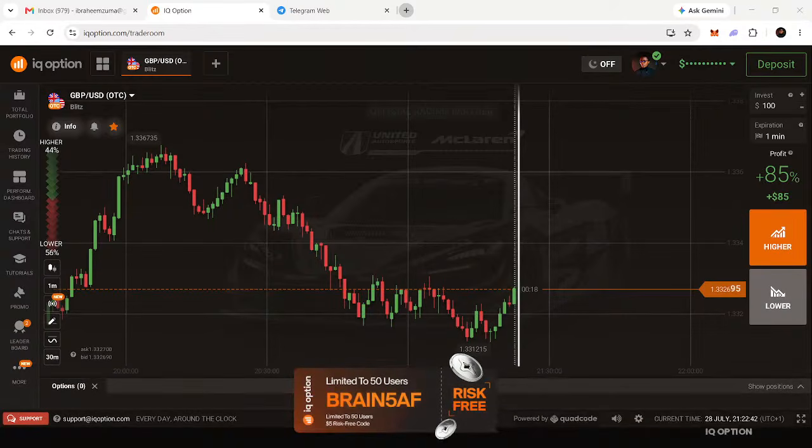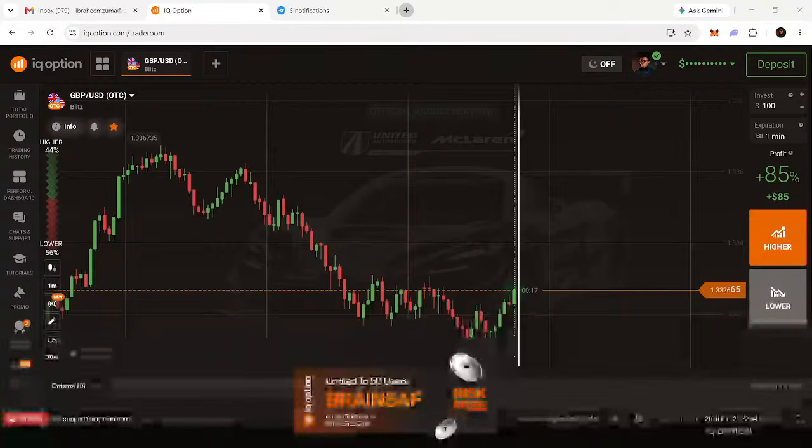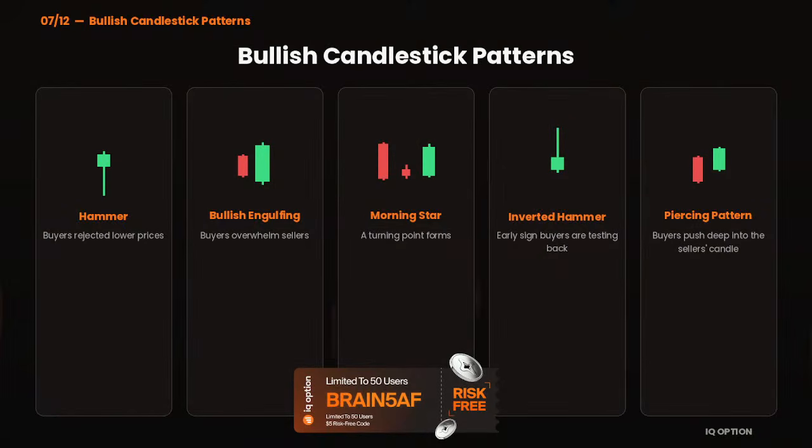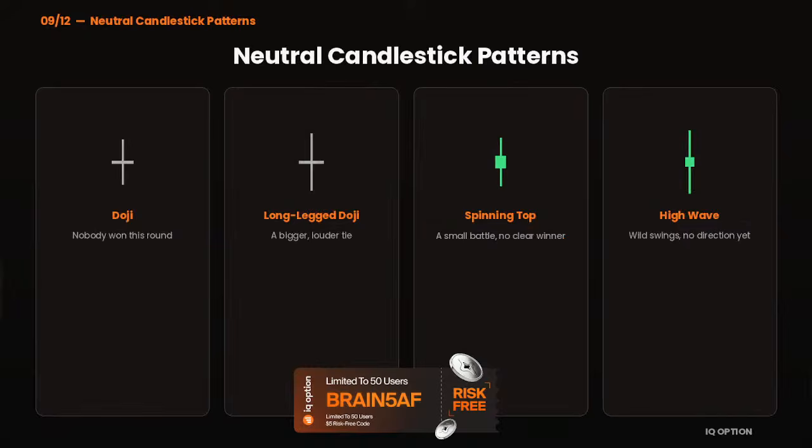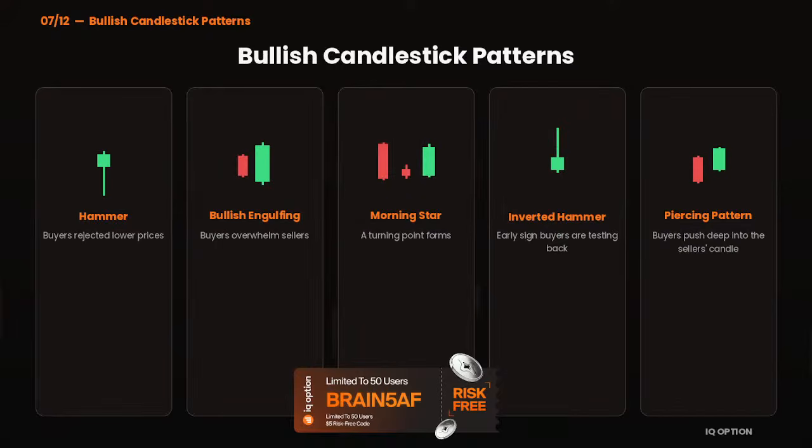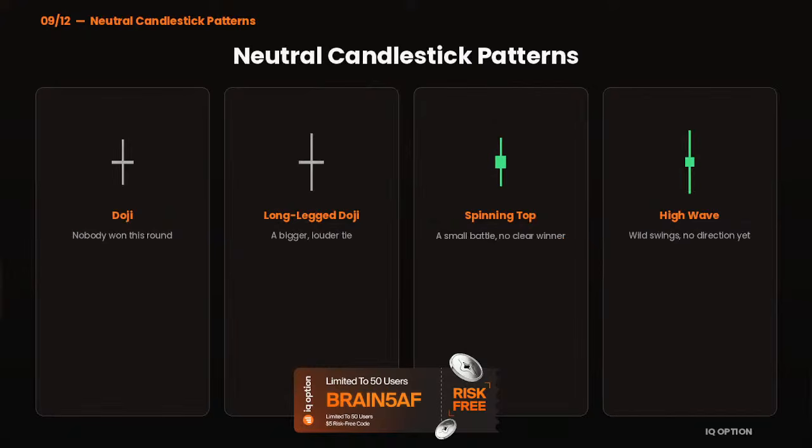So let's get back to the neutral candles. Let's remove the bullish candles. So this is what happened. We have now tested a morning star live, and we won the trade. And now we will continue with the neutral trade, starting with the doji.